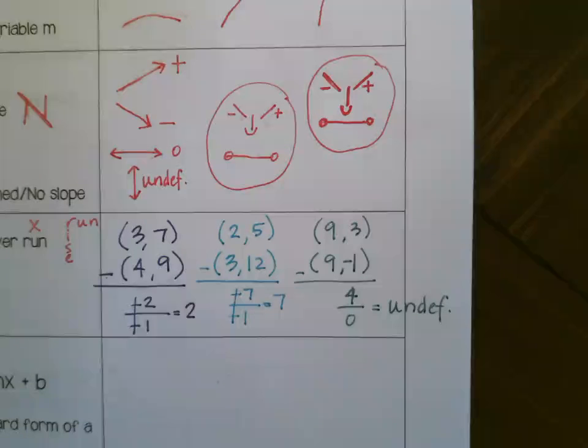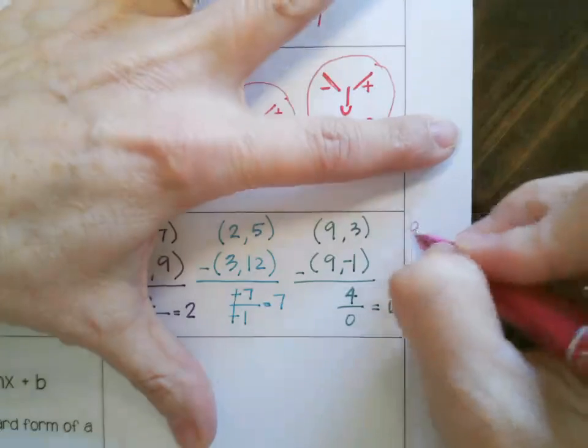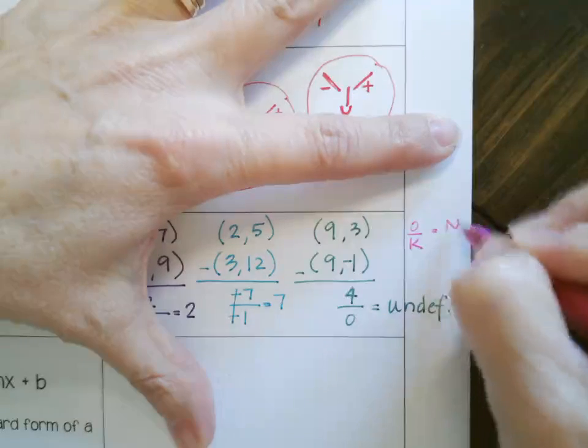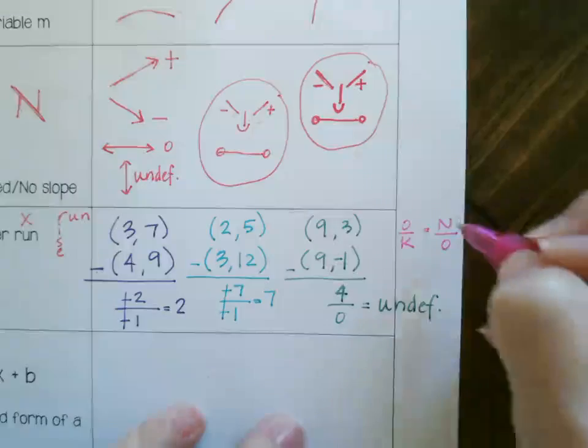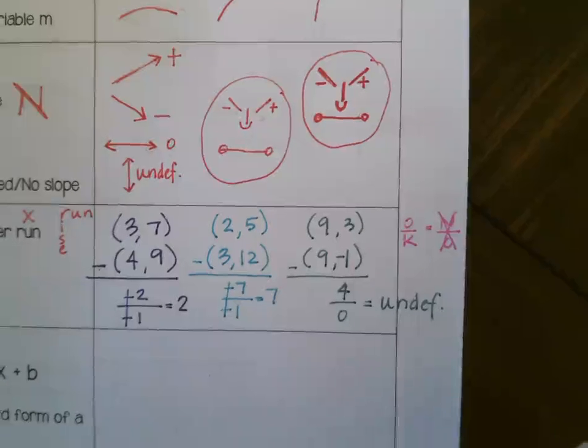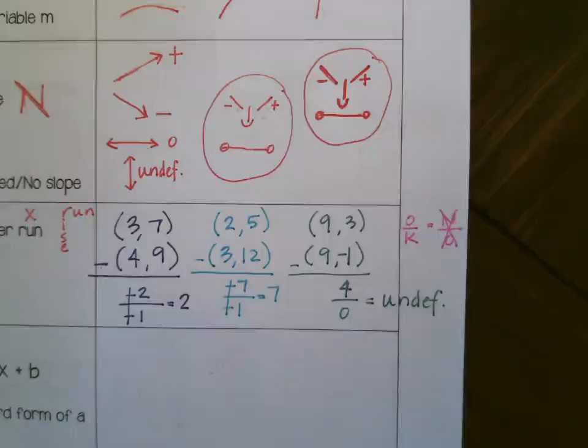All right, so if you remember, I have a poster in my room that it's okay if 0's on top, but that is a no. 0 cannot be in the denominator of a fraction.